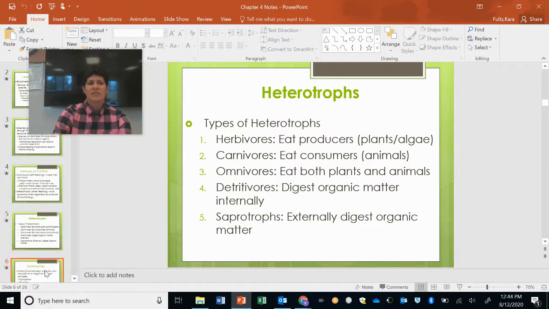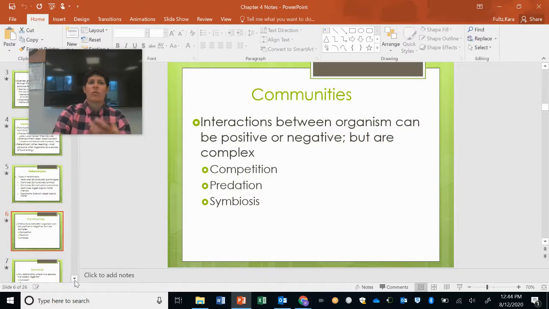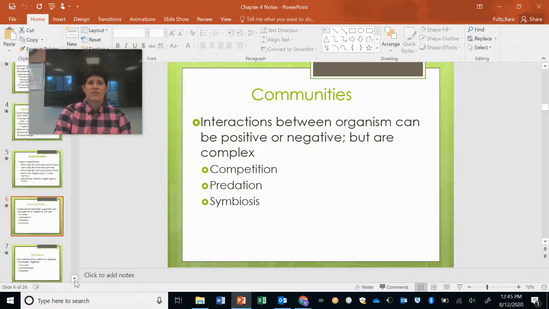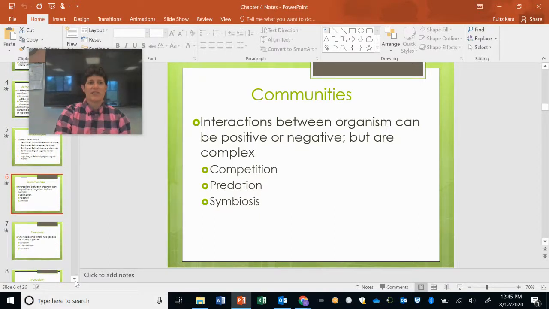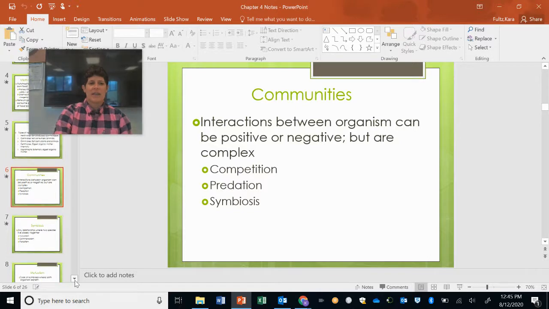Okay. The rest of section 1 is looking at the interactions that happen within communities. Do you know the different types of symbiosis? Mutualism is when both things benefit, like a bee and a flower, whereas parasitism is when one benefits and the other is harmed, like a tapeworm living inside of a human. Okay, so those are different interactions that happen. Competition and predation are also different interactions that are going to happen.